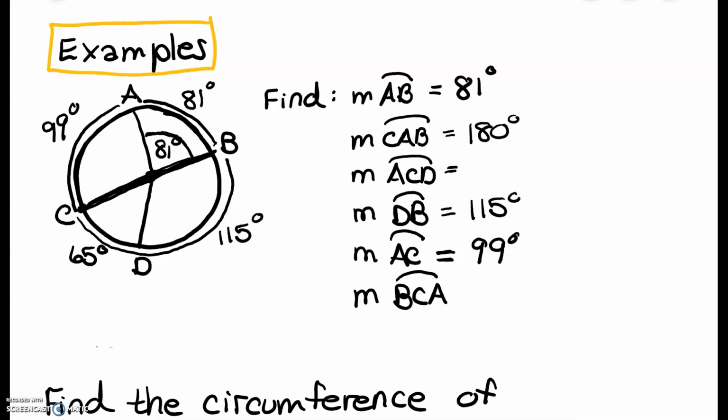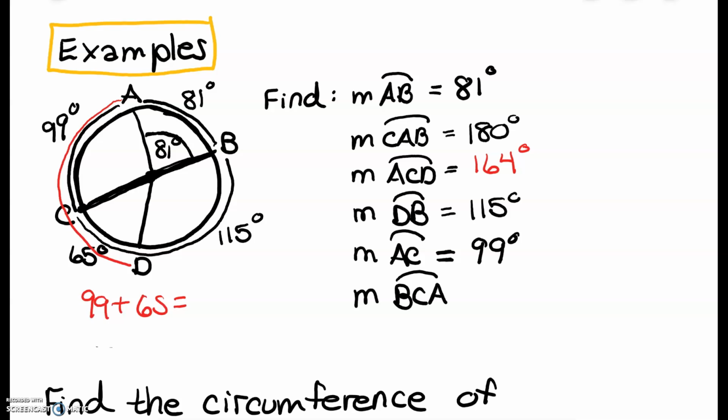ACD is from here through C to D. So that's going to be 99 plus 65. So I know 90 and 60 is 150, 9 and 5 is 14. So it's 164 degrees. And then the last one that we have to do is BCA.